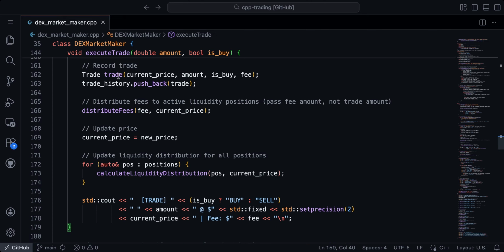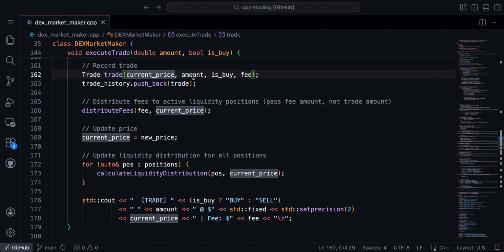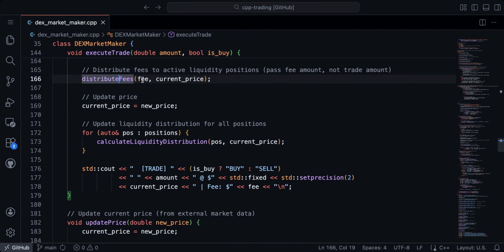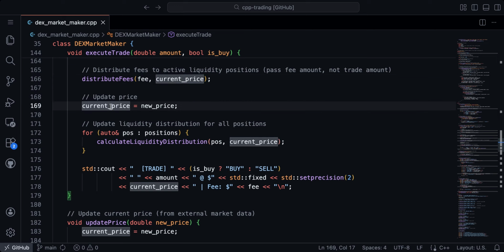We create a trade object with the current price before the trade, the amount, the is buy flag, and the fee, and push it to trade history. We call distribute fees with the fee amount and the current price, which distributes the fee to all active liquidity positions. We then update current price to the new price.